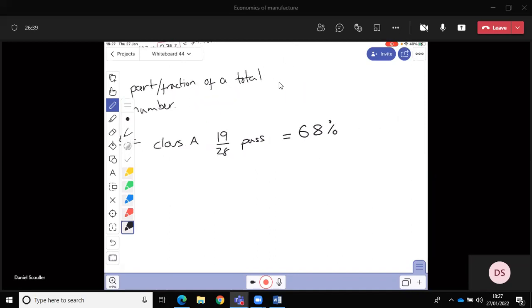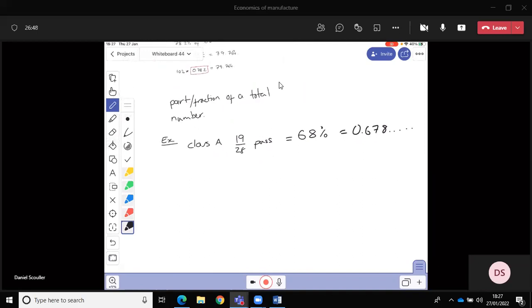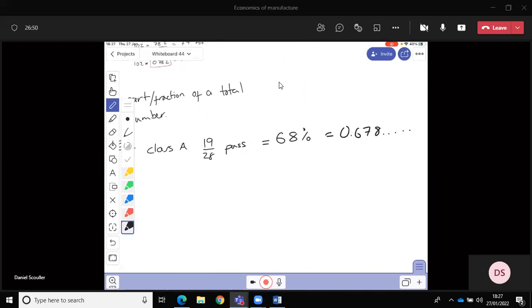So if you put that in your calculator, you're getting a number 0.6785, and so on. That figure there just means we're getting 68%. So 19 out of 28 pass, that means there's a 68% pass mark.